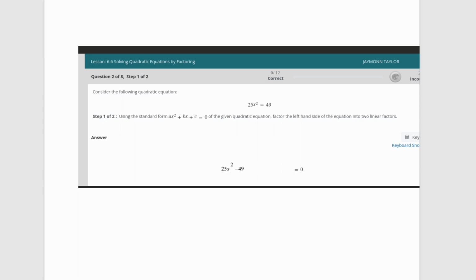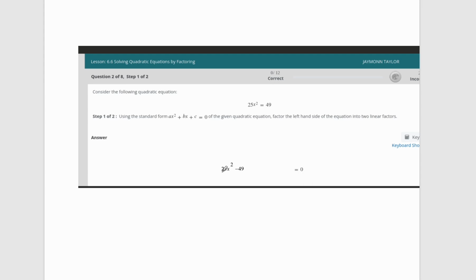We're going to be going over this problem. Here we have this quadratic equation, and we are going to be using the standard form and then factoring the left-hand side of the equation. So first thing, to get it equal to 0, we just subtract 49 off of both sides. Then we're left with 25x squared minus 49 equals 0, because 49 minus 49 is just 0.